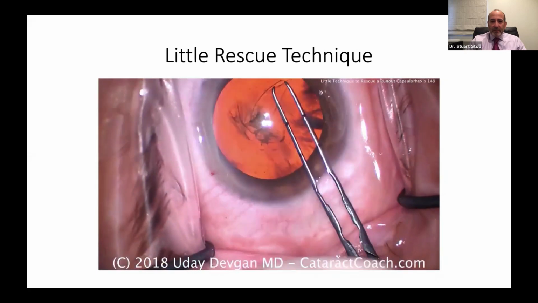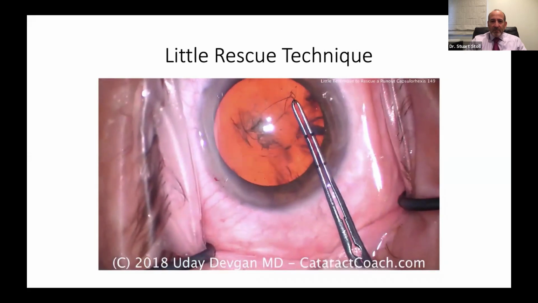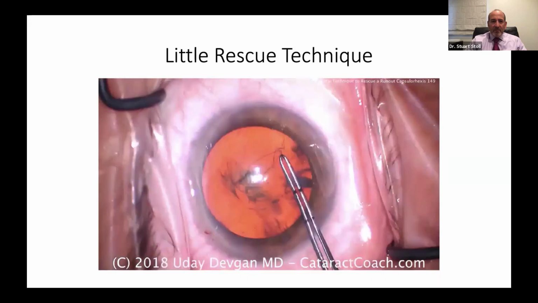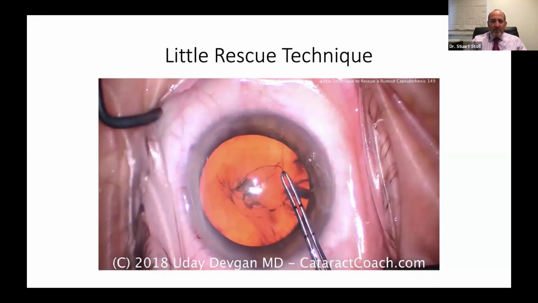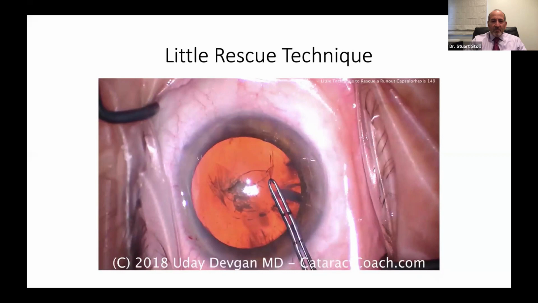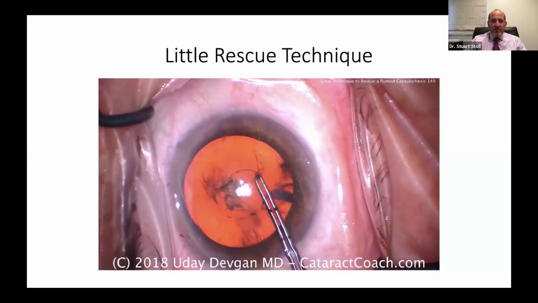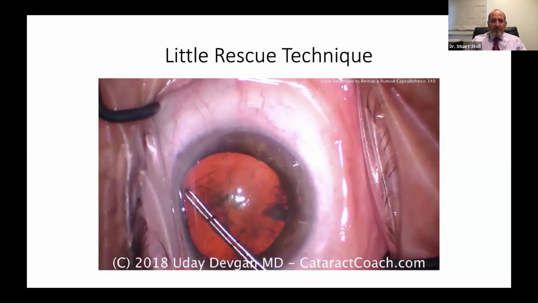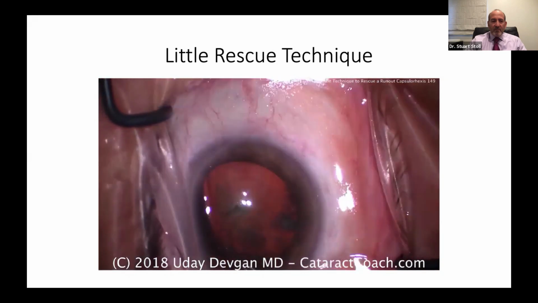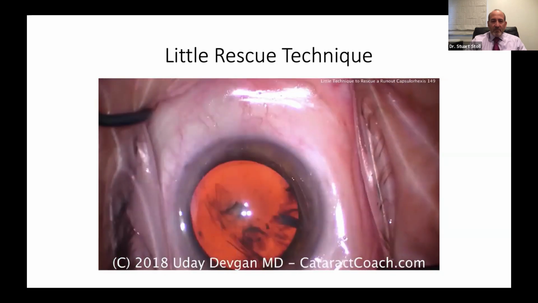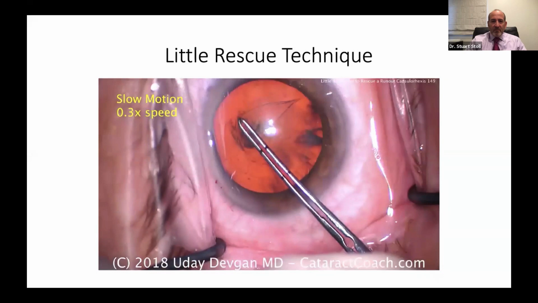Cataractcoach.com. Look at this rhexis. It's running out. We can grab it, pull back towards the forceps in this direction, and rescue it. And we can bring it back in and make the rhexis normal again. That's a neat technique. And thank you, Brian Little, the person who described this technique.